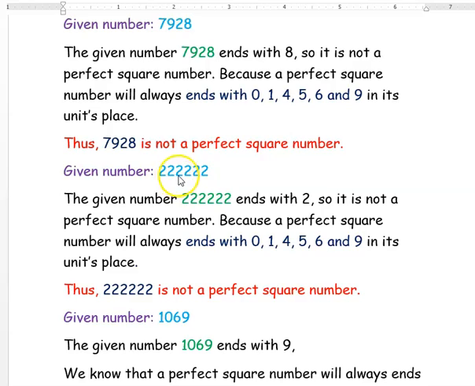Next question is 22222. Here also the number ends with 2. So a number ending with 2 in its unit place is not a perfect square number.